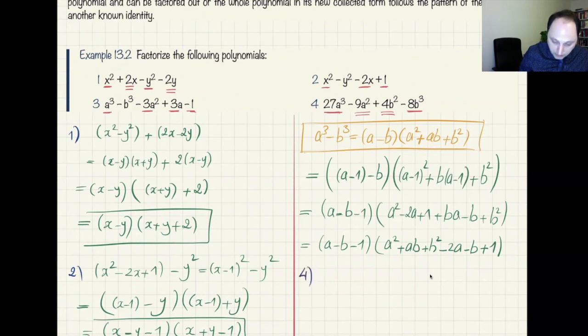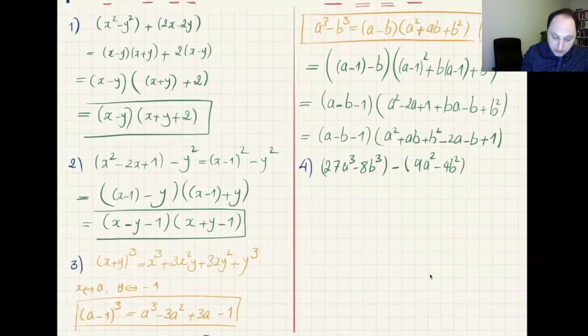Number 4, I will write 27a to the 3 minus 8b to the 3. Then I will have minus 9a squared and then positive 4b squared. Again, probably you can see it contains a wrong sign, yes? So I would prefer to take a negative sign out right here. It becomes positive 9a squared minus 4b squared, yes? The reason is that I have a coming first and b coming second. So I just factored this negative out to make a come first and b come second in the second group. And then I will use the identity exactly right here.